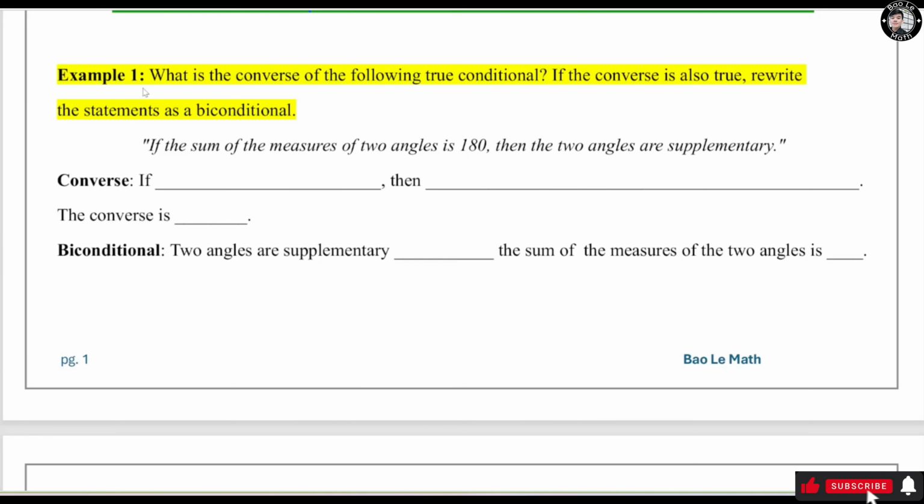Now, example number 1. What is the converse of the following true conditional? If the converse is true, rewrite the statement as a biconditional. If the sum of the measures of two angles is 180 degrees, then the two angles are supplementary. To write the converse, we just reverse the order: this part goes to the front and this part goes to the back. So, if two angles are supplementary, then the sum of the measures of the two angles is 180 degrees. And the converse is actually true, right?